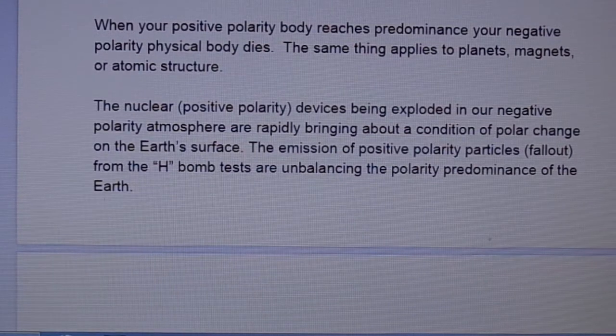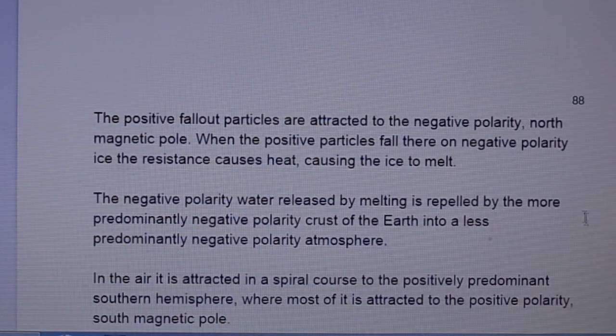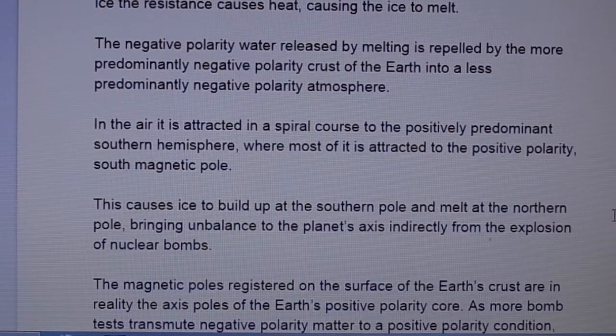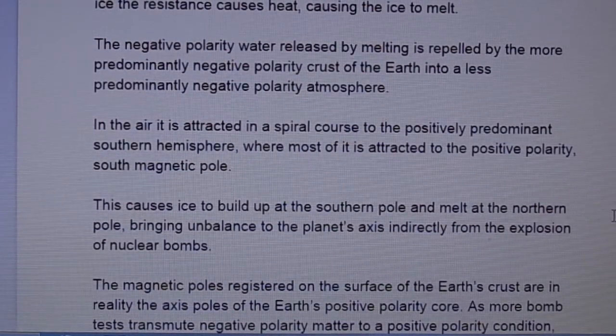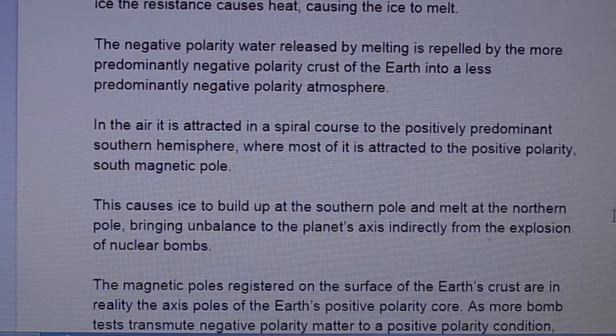The emission of positive polarity particles, fallout from the H-bomb test, are unbalancing the polarity predominance of the Earth. The positive fallout particles are attracted to the negative polarity, north magnetic pole. When the positive particles fall, they are there on negative polarity ice. The resistance causes heat, causing the ice to melt. The negative polarity water released by melting is repelled by the more predominantly negative polarity crust of the Earth into a less predominantly negative polarity atmosphere.